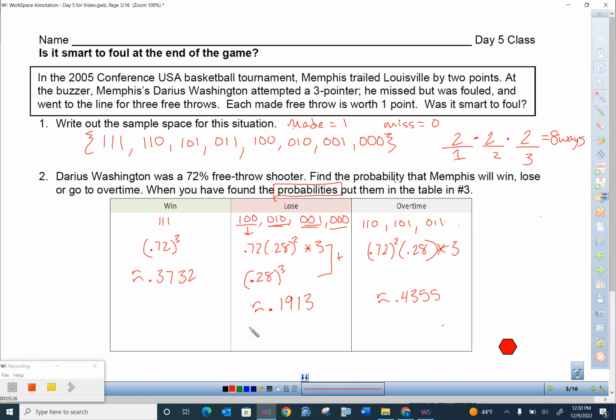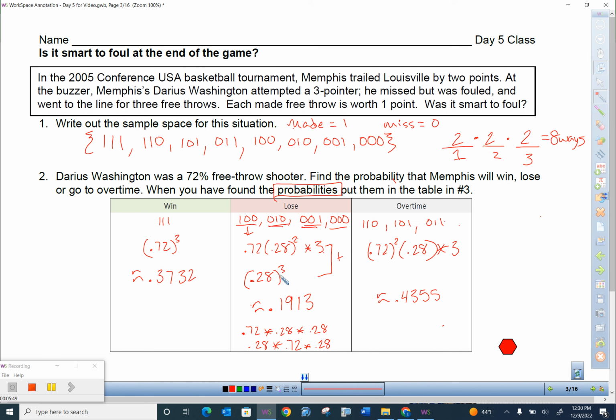You may have written them separately, 0.72 times 0.28 times 0.28, and then maybe you wrote the 0.28 times the 0.72 and so on. But hopefully you realize that with multiplication, these numbers are commutative. It doesn't matter what order you write them in. So it will happen exactly the same values for all 3, so you can simplify it by just multiplying it by those 3 outcomes for this one. You can't do it for all 4 though, because the last one is different.